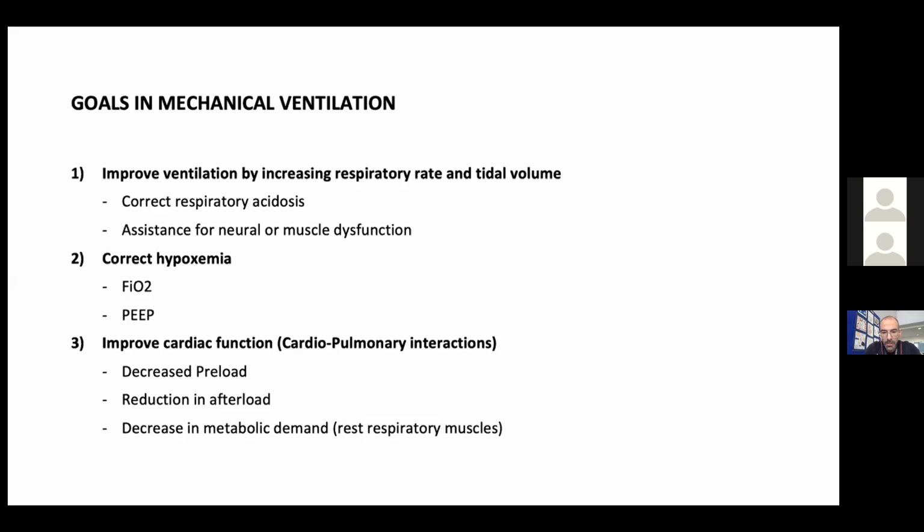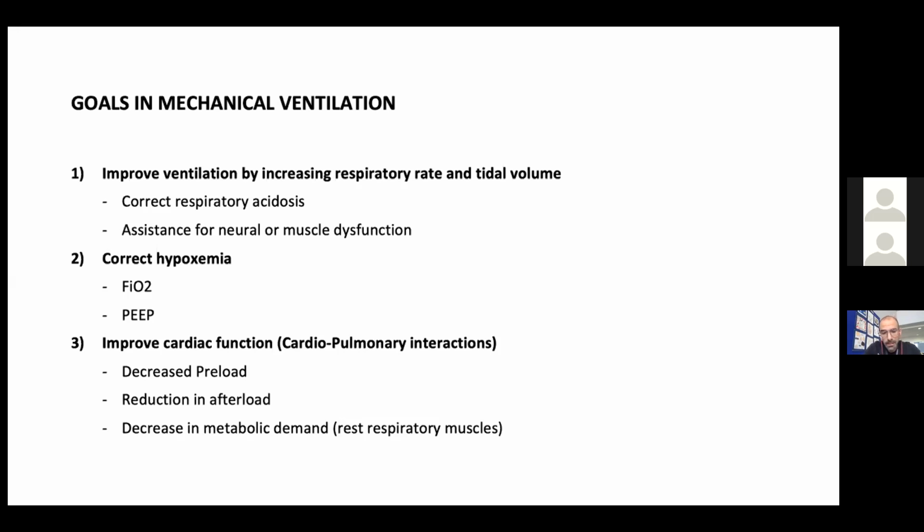We want to correct hypoxemia if we have problems with oxygenation, and the way we do that is by increasing the FiO2 or by increasing the PIP. We talk about ventilating children with optimal PIP, and that's the whole point. We want to optimize the lung recruitment to make sure that all the alveoli are participating in gas exchange.